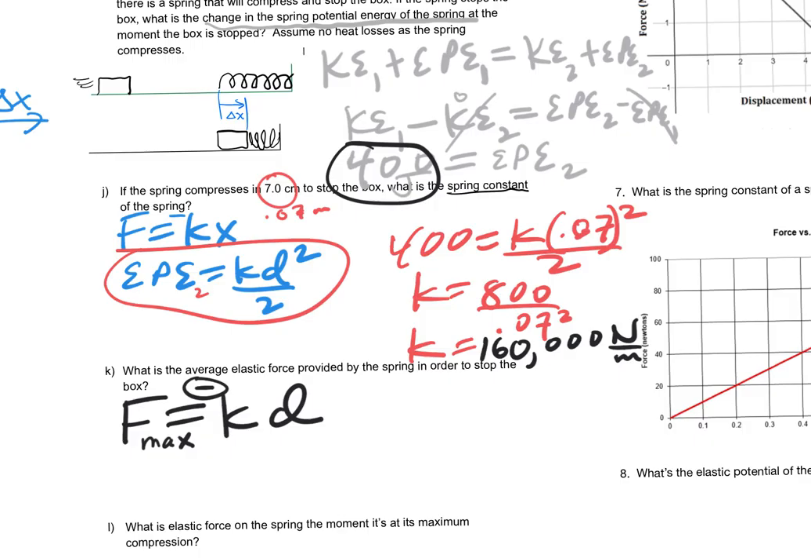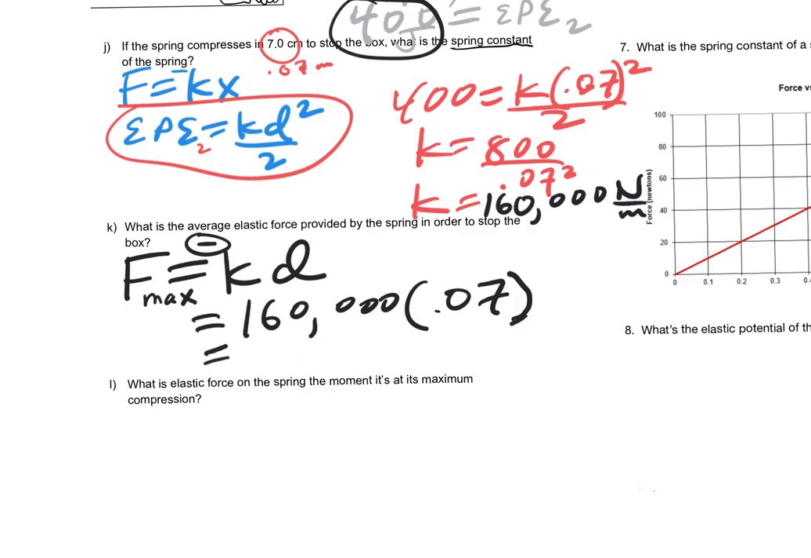Maximum force. Elastic force. So I didn't put that in my equation sheet. You might want to add that. Now, the K we just found was 160,000 times the displacement, which is 0.07. And I'm getting 11,200 newtons. Now that's the maximum force.